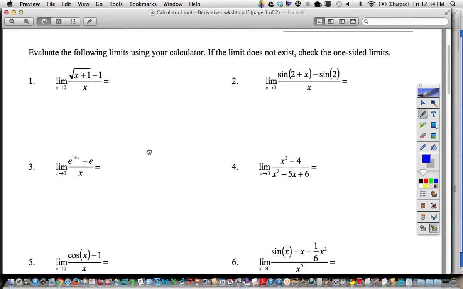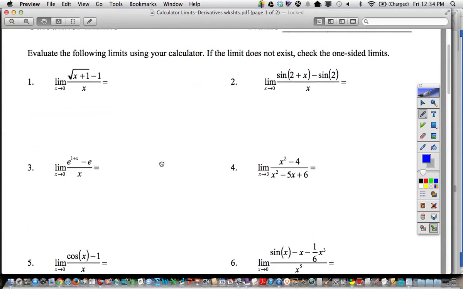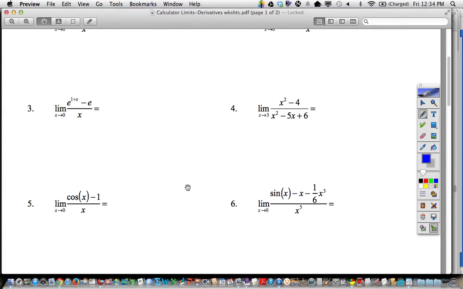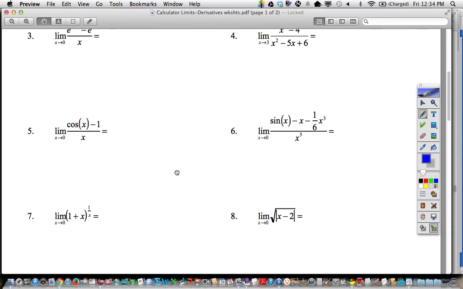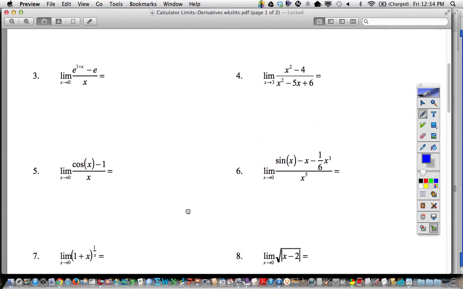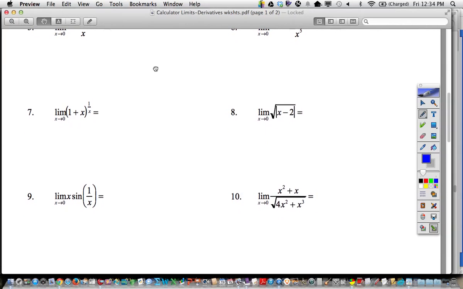Let's go through this. Which ones? 4 and 6 and 10.